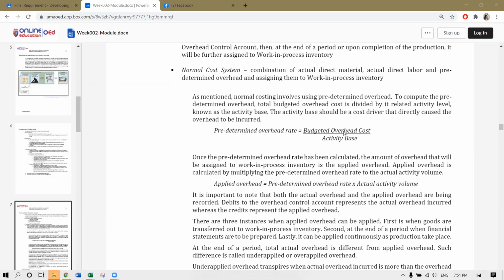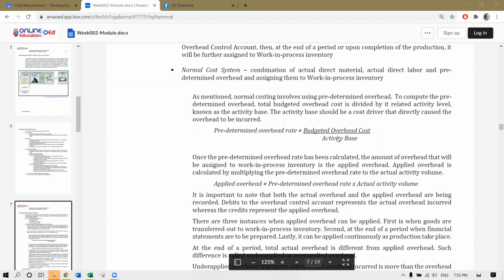Once the predetermined overhead rate has been calculated, the amount of overhead that will be assigned to work in process inventory is the applied overhead. So kung i-multiply na naton ito hiyahan actual hours nga aton na consume during the current year based hading overhead rate naton nga gin-compute, then magkakamay da kita applied overhead. Okay, adiha applied overhead, predetermined overhead rate multiplied by the actual activity volume.